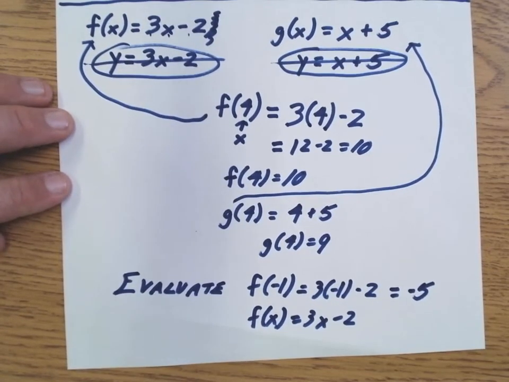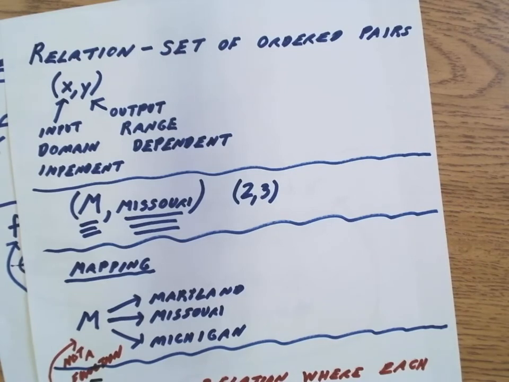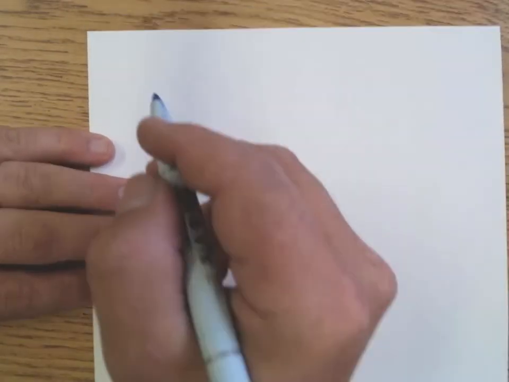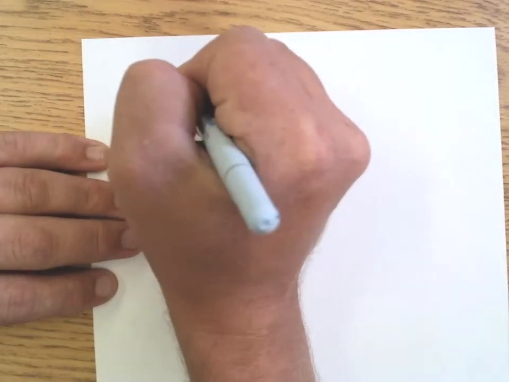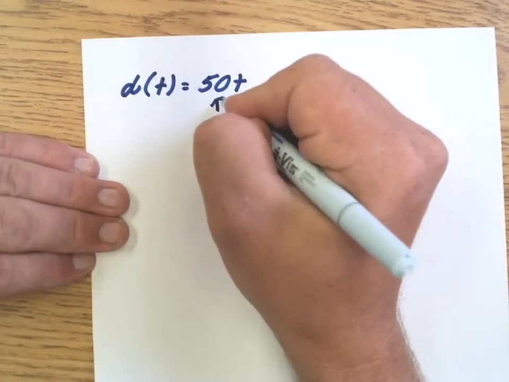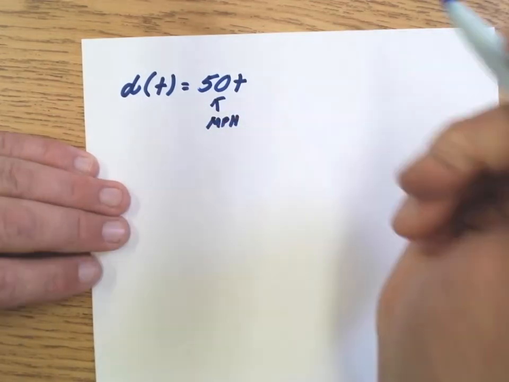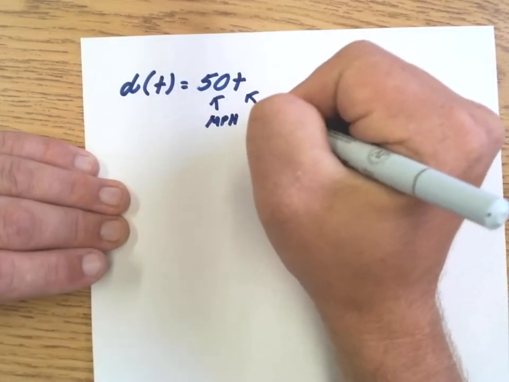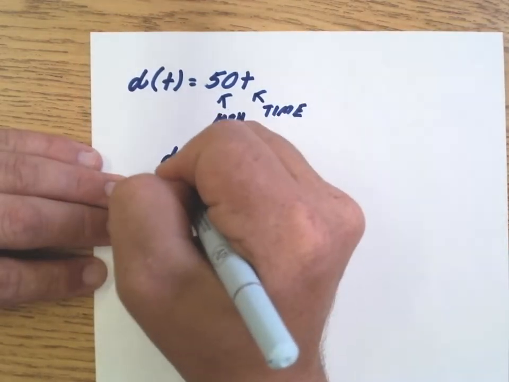The last things I want to share with you regarding functions include an application or two. So let's look at that right now. Let's say we have this function, d of t. That's how we say it. d of t is equal to 50t. Let's say 50 is speed in miles per hour, and t is time. And we want to evaluate d of 3.